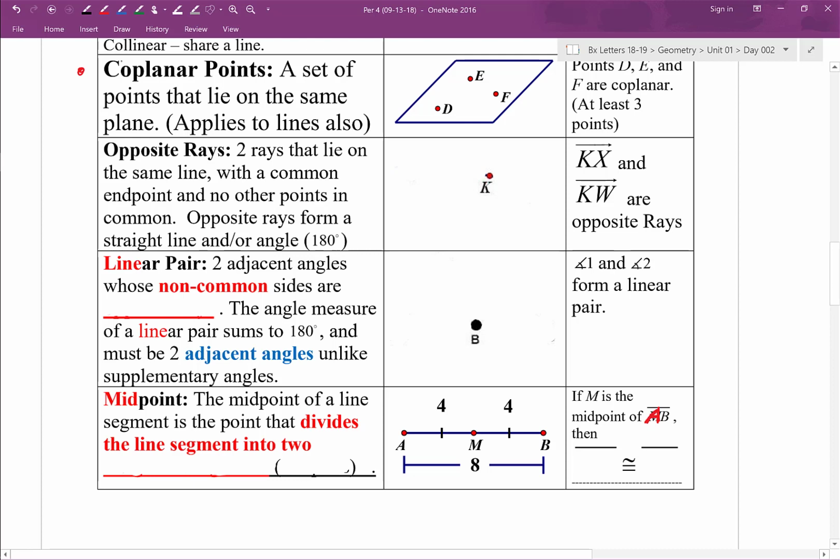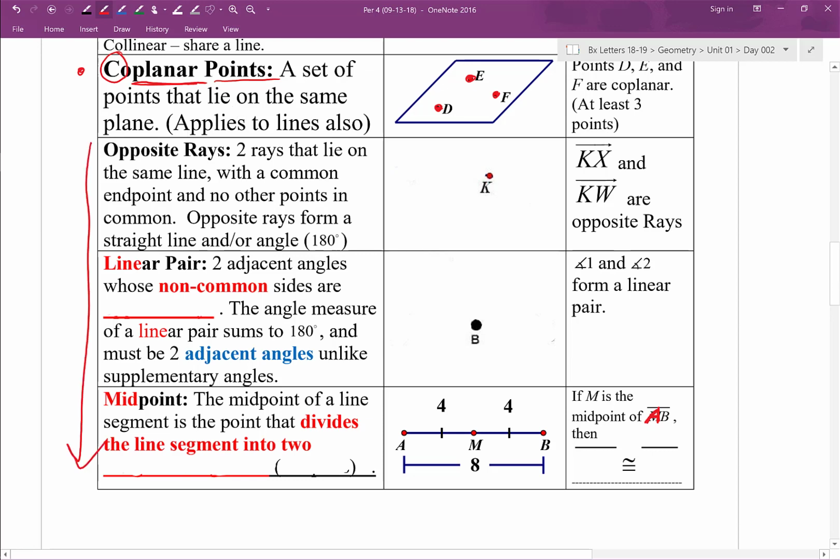All right. So coplanar. What do you think coplanar points are? Miguel, in your own words, what do you think coplanar points are? Boom. That's literally it. Points that are in the same flat surface. They share a plane. Awesome. Yep. Coplanar. Okay. All right.